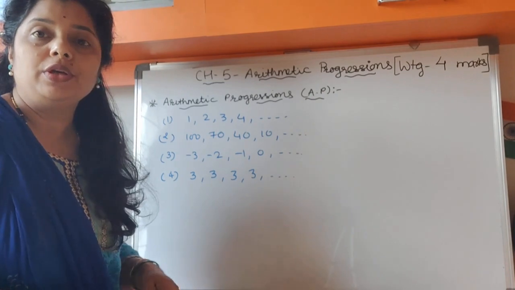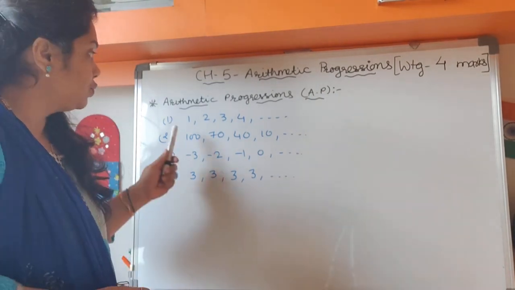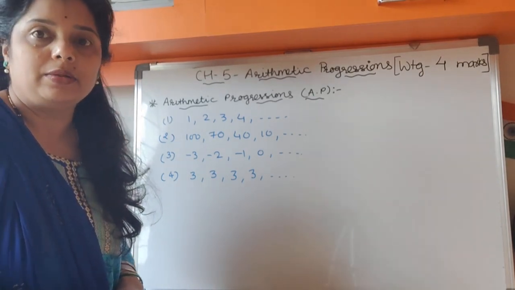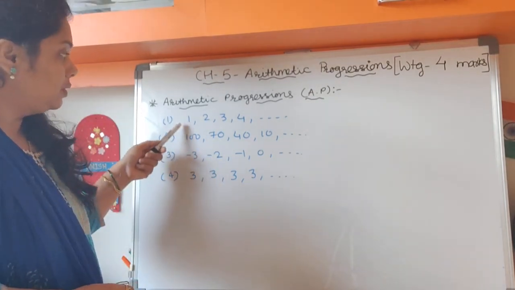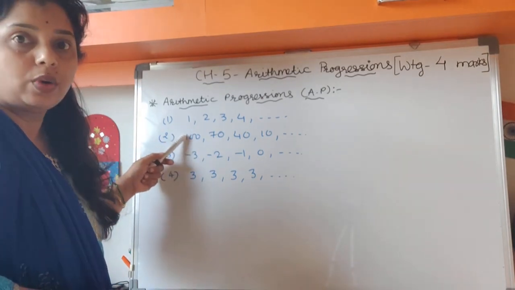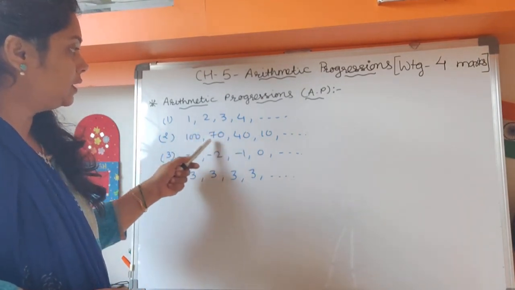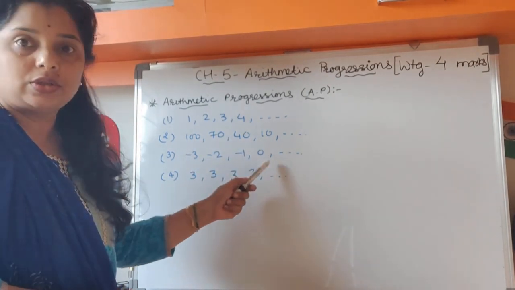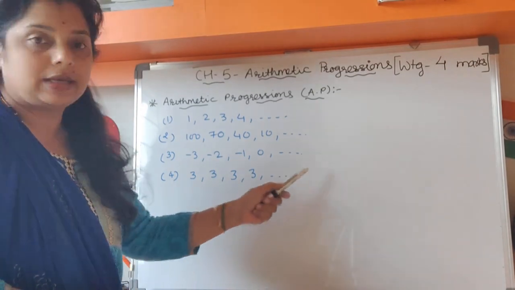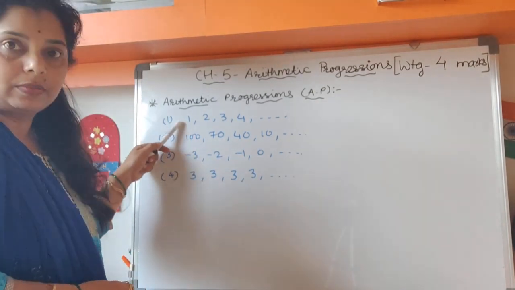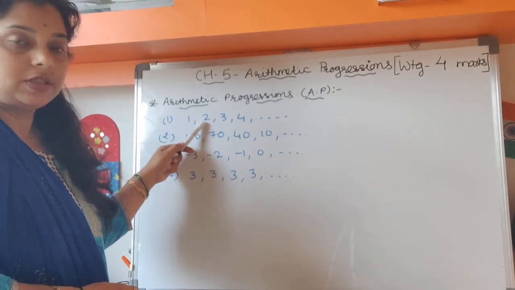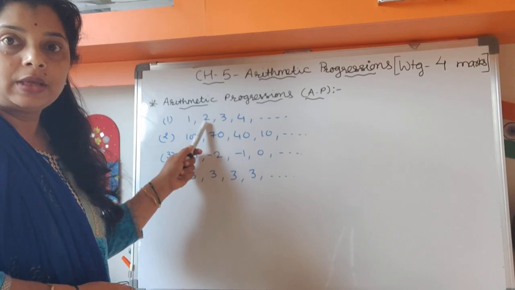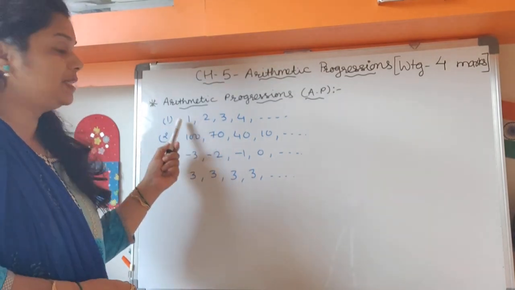Before going to the definition, I will show you some examples so you can get a better idea about the arithmetic progression. Now, I have listed here a few sequences: 1, 2, 3, 4; 100, 70, 40, 10; minus 3, minus 2, minus 1, 0; 3, 3, 3, 3. If you see the first term, second term, third term and fourth term, each term is one more than its preceding term.